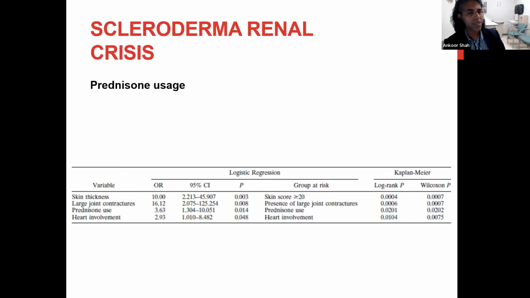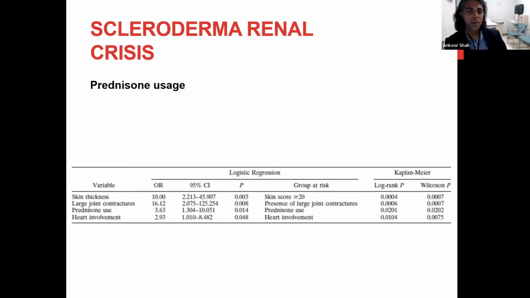Now to get to her question, she said, I was concerned that prednisone use may increase my risk for scleroderma renal crisis. Where does that come from? Well, when the risk factors for renal crisis have been evaluated, what's been seen is that there are a few key variables that increase your risk. Skin tightness or thickness has a 10 times odds, with increasing thickness giving increasing odds of developing renal crisis. The same goes with large joint contractures. However, prednisone use, defined as greater than 15 milligrams per day, is associated with nearly 4 times increased odds of developing renal crisis compared to those not taking prednisone.